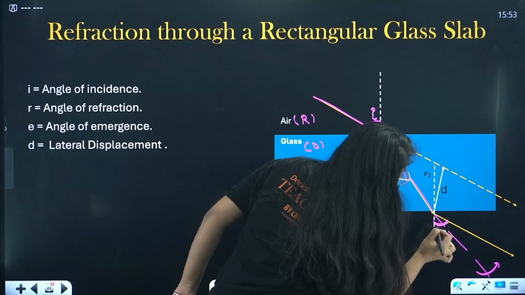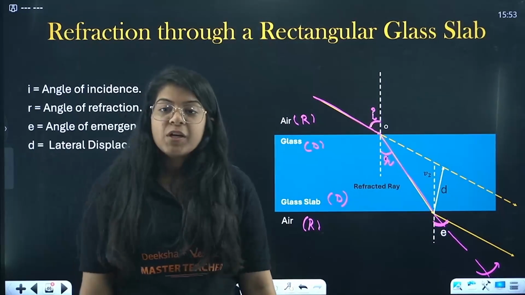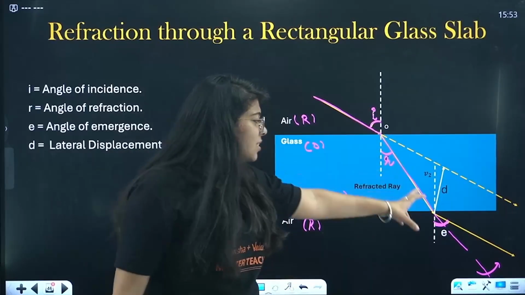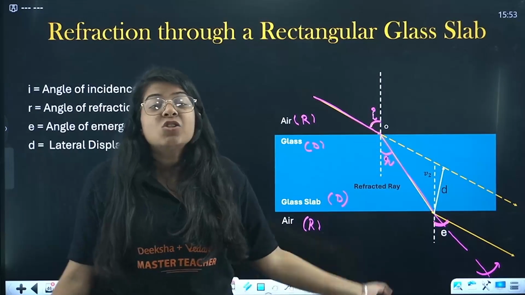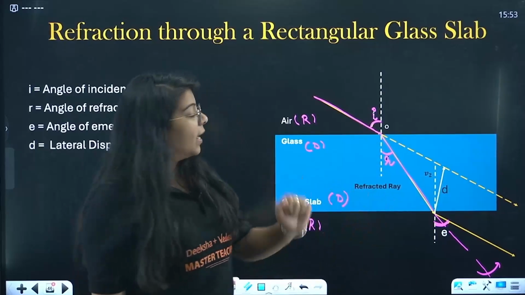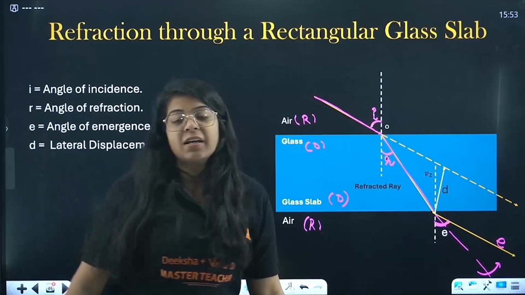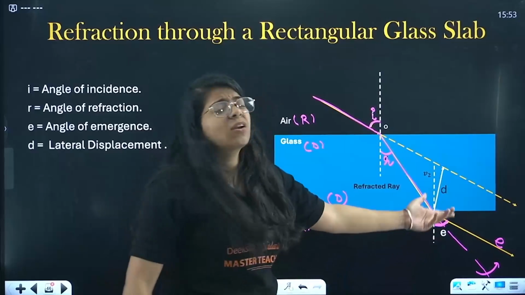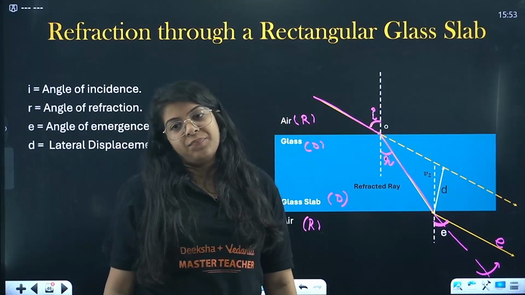And this angle now is called your emergent angle, because this ray is emerging out of the glass slab. So it will be called the angle of emergence, and this ray will be called the emergent ray.